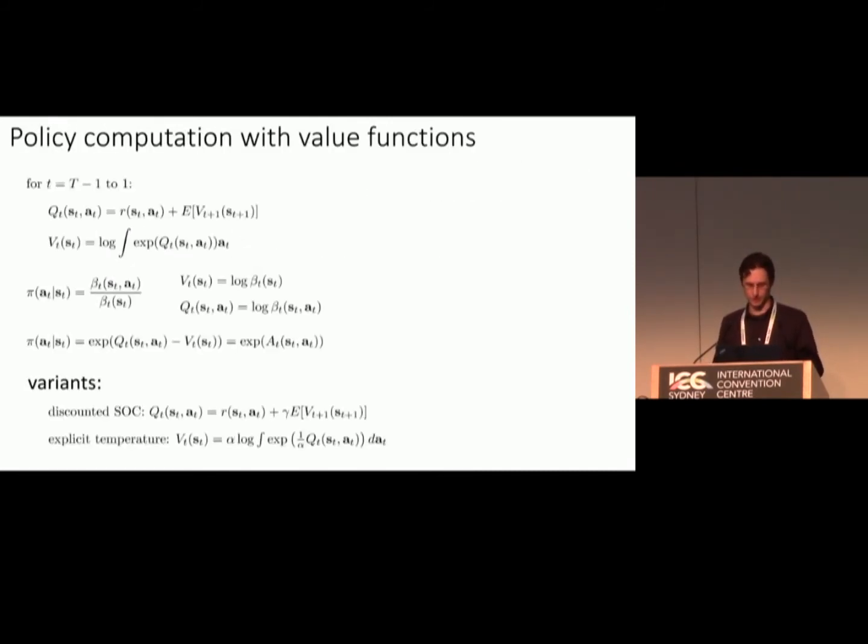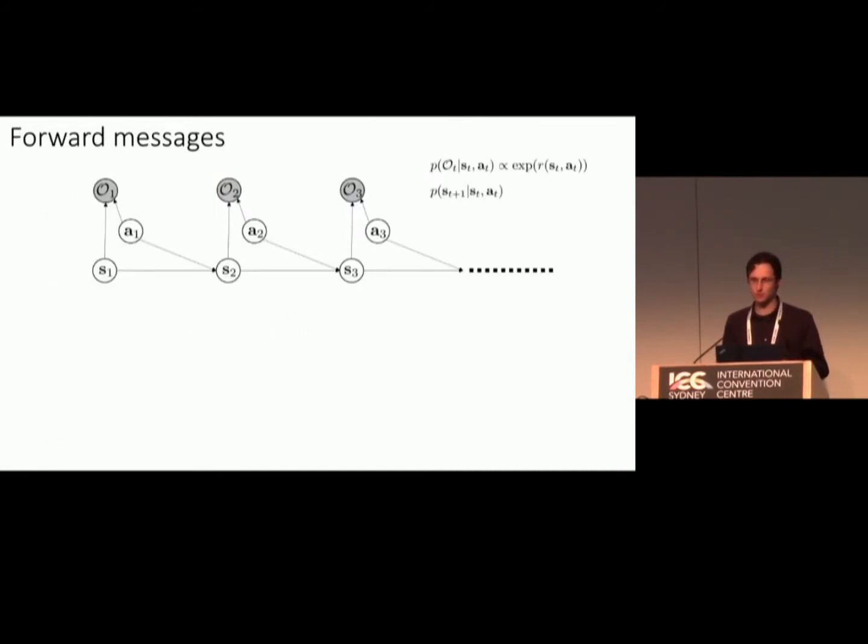And there are a few other variants that I'll discuss when I talk about related literature at the end. The last inference problem that you might want to study is finding the forward message. This will seem a little bit peculiar, but it'll be very important later on when we talk about inverse reinforcement learning.